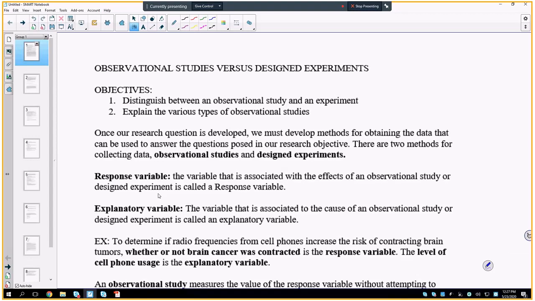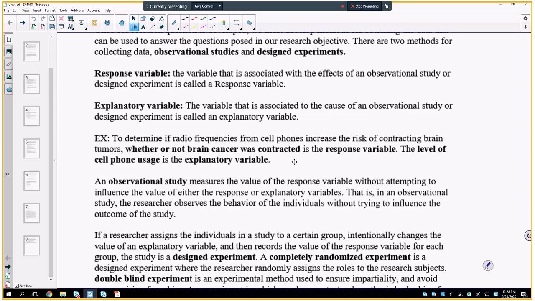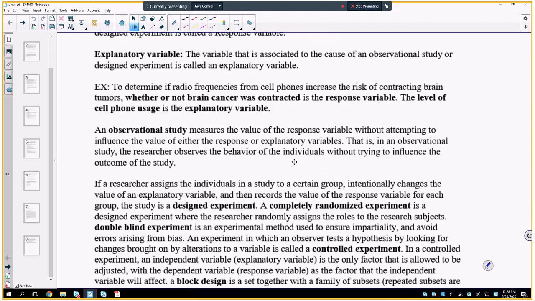Two methods for collecting data are observational studies and designed experiments. A little bit of terminology before we move on. We'll talk about what is a response variable and what is an explanatory variable. The variable that is associated with the effects of an observational study or designed experiment is called the response variable, whereas the variable that is associated to the cause of an observational study or designed experiment is called an explanatory variable.